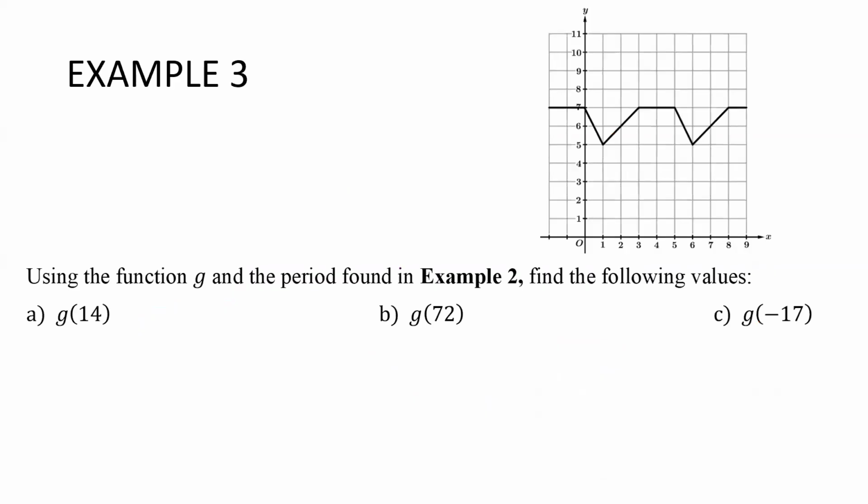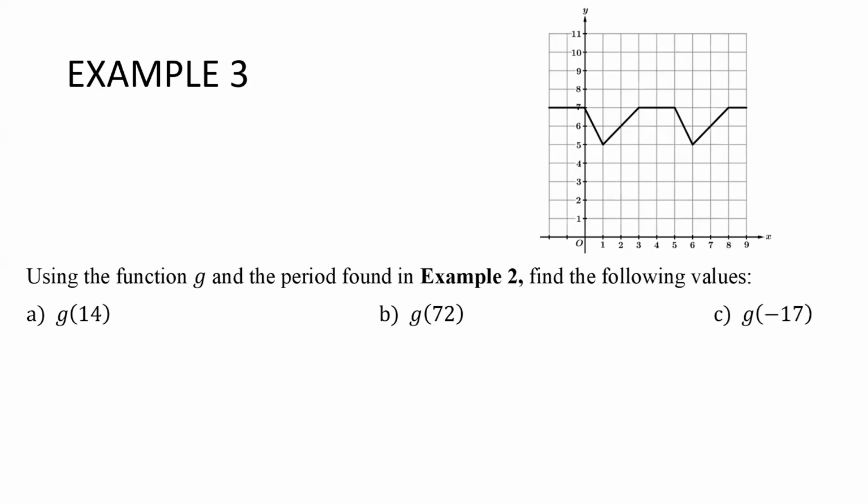So example 3, using the same graph, we're going to talk about making predictions further along. We only have a glimpse of from -2 to 9. What if I wanted to figure out G of 14, the value at 14? How could I figure that out? Or what if I wanted to find G of 72 or G of -17?